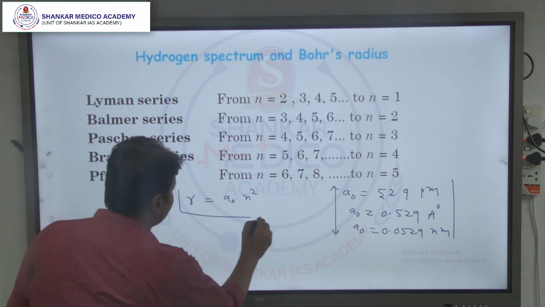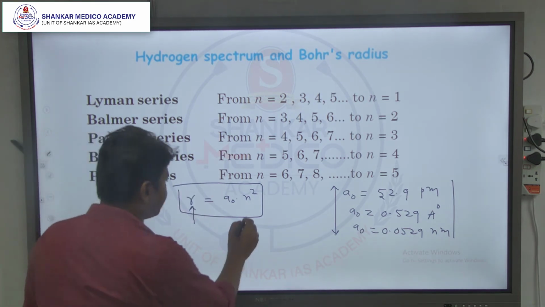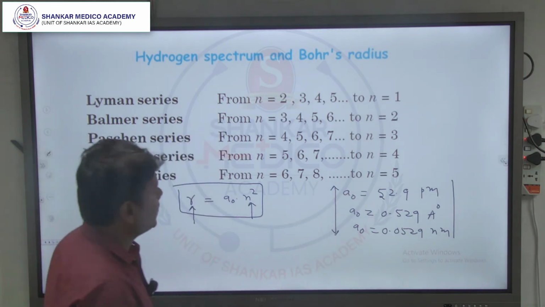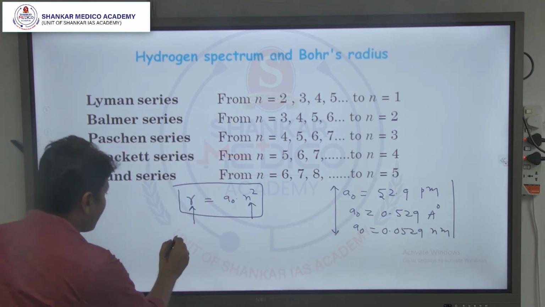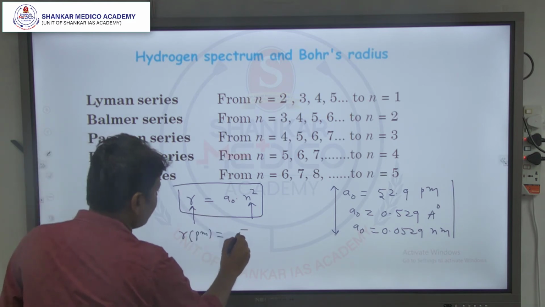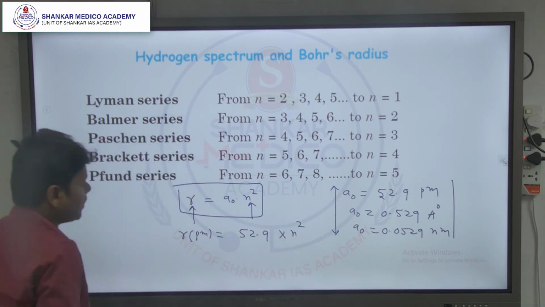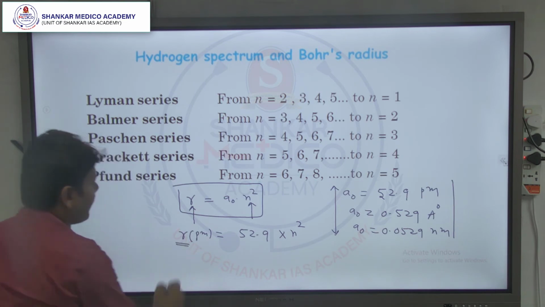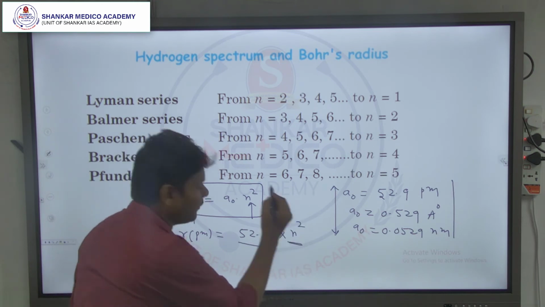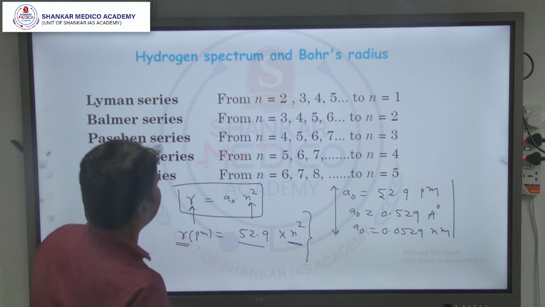This is our relation. So, the radius of any orbit you can predict by using this relation. A naught you can change based on the unit. For example, if I want the r value in picometer, this equation I will modify as r equals 52.9 multiplied by n square. So, if I have the r value in picometer, I will just divide by this one so that I can get the n value. So, let us apply this formula to the problem.